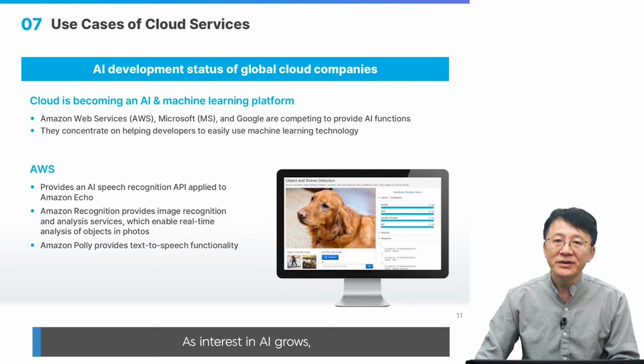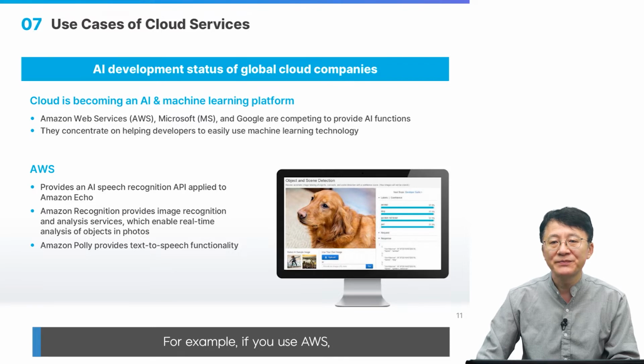As interest in AI grows, cloud computing is getting more attention. This is because the cloud has become a platform for using machine learning tools essential for AI implementation. The big three global cloud companies, Amazon Web Service, Microsoft Azure, and Google, are competitively providing AI functions. Recently, cloud companies are focusing on helping general developers to easily apply machine learning technology to their applications.